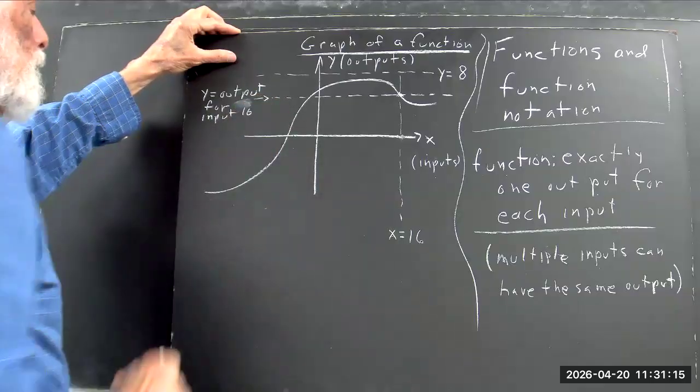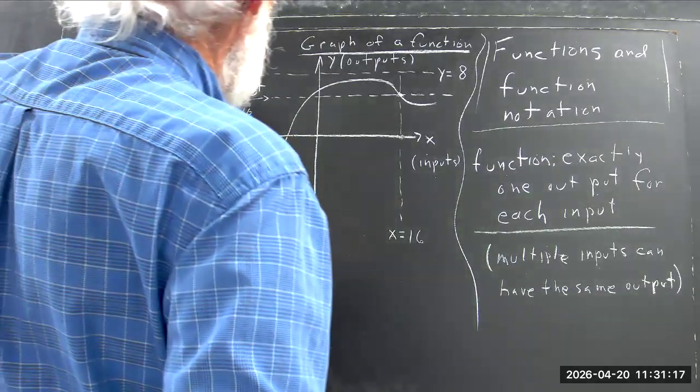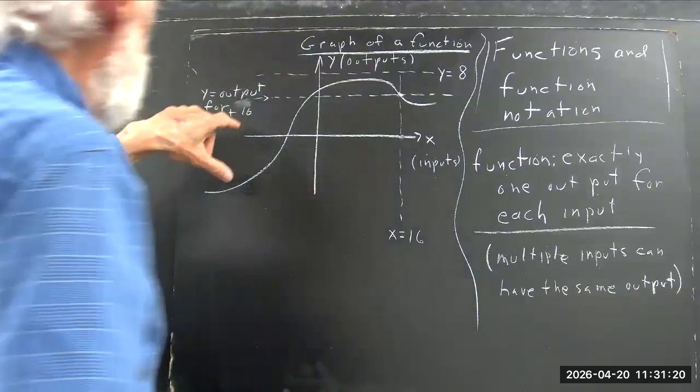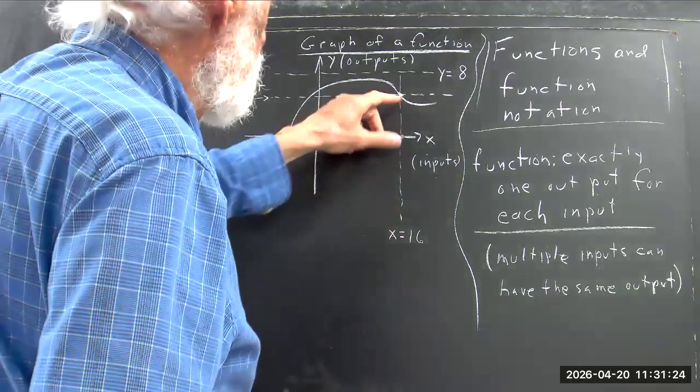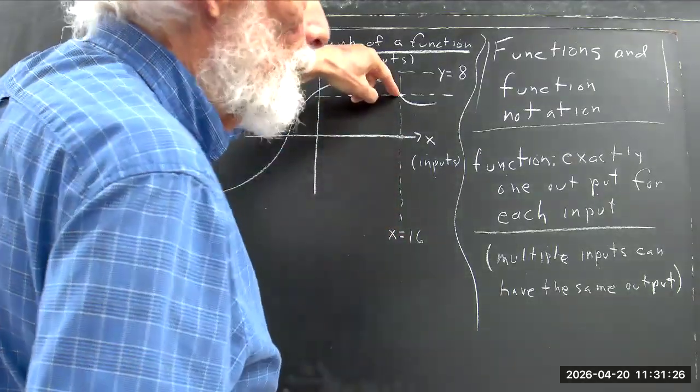I'll say on this dotted line here, y is the output for the input 16. Input is your x value, output is the corresponding y value.